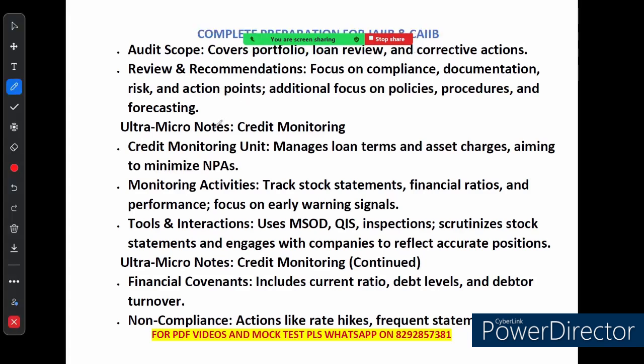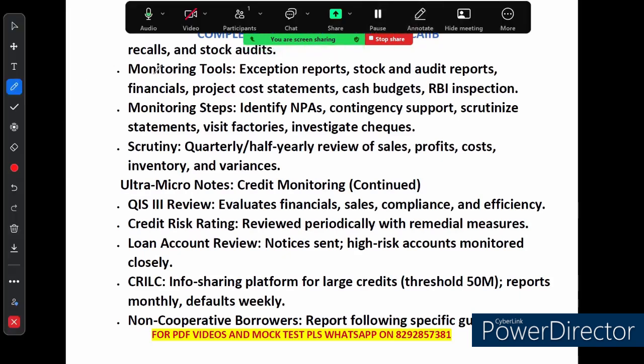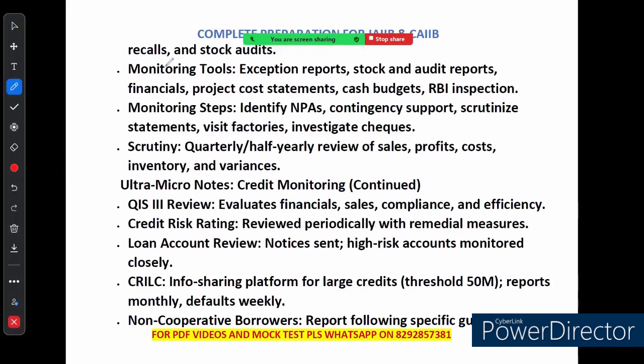Now that's a quick look at these key concepts in banking. Now let's talk about credit monitoring. Bank tracks important financial numbers like current ratio, stock statement, financial ratio, performance, focusing on early warning signals. If a borrower doesn't follow the rules, the bank can take action, right? Some tools are there for credit monitoring like MSOD, QIS, inspection, right? Audit report, financial reviews, right? So the current ratio, debt level, debt turnover, these are the financial covenants. And non-compliance will cause action like rate hike, frequent statements, loan recall, stock audit. So these are some steps taken by the bank if the borrower doesn't follow the rules.